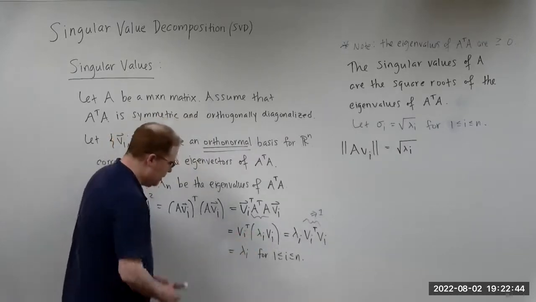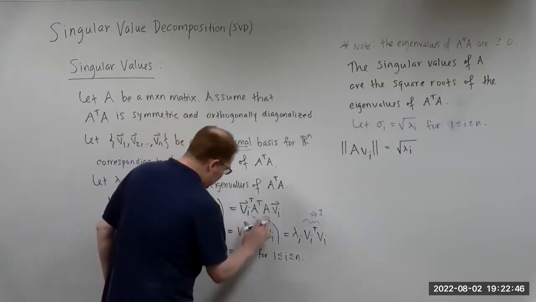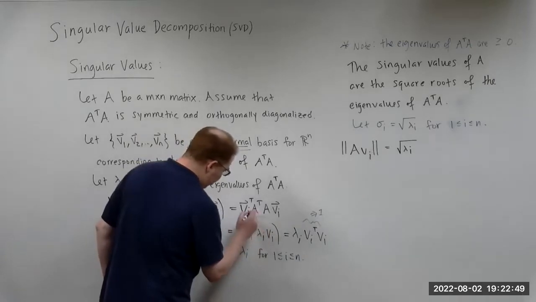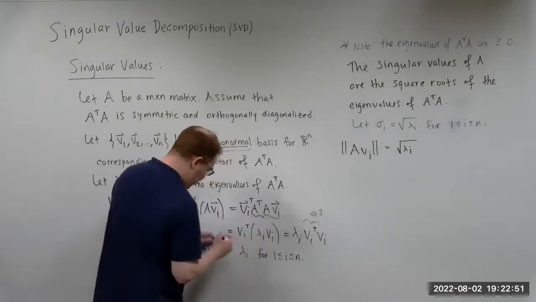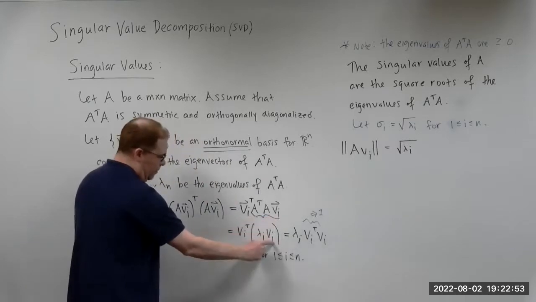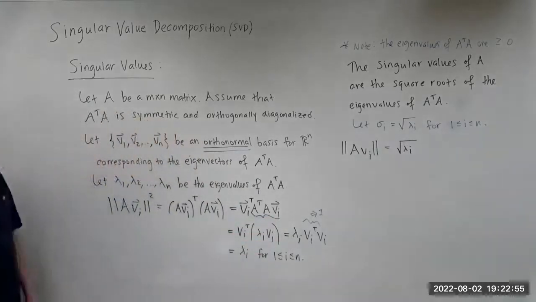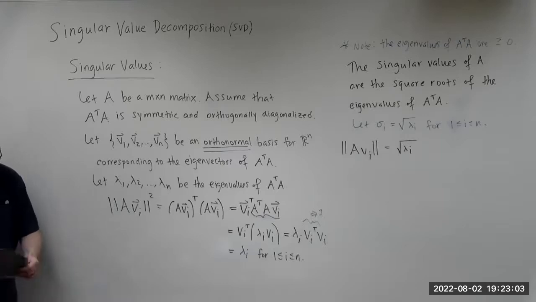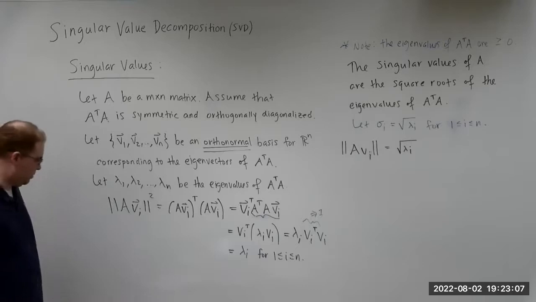So maybe I should have indicated, maybe I should have positioned this more carefully here. So this gets replaced by this. All right, let's go to the next part. So that's a little bit of background on singular values. But now we can go to the theorem and start to prove this result.